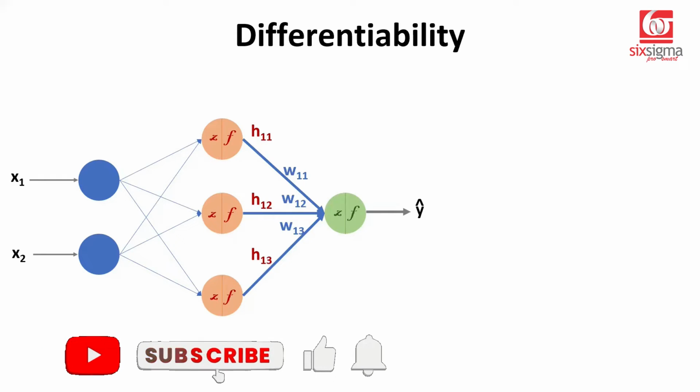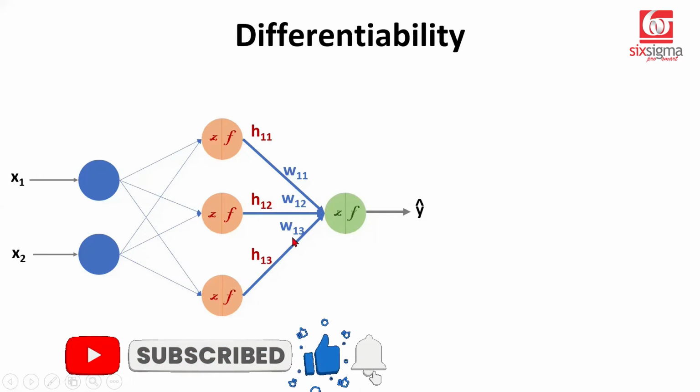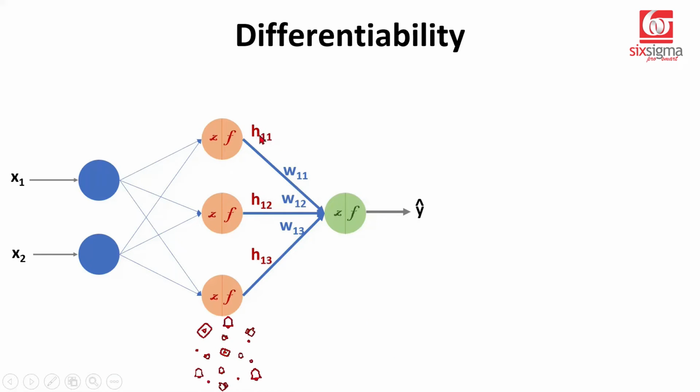Now, you'll also have the weights associated with each of these connections, and you're simply going to aggregate these. So you'll write something like W11 H11 plus W12 H12 plus W13 H13. That's the aggregation Z. That again goes through some activation, and that gives an output.